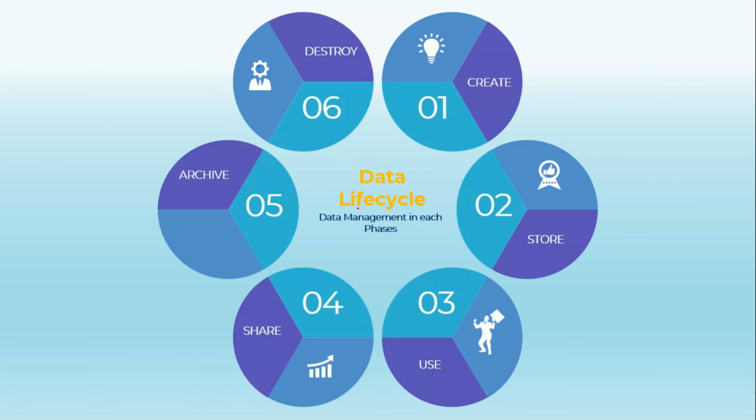So let's see what the data lifecycle is and what the different phases of the data lifecycle are. Typically, as you can see, there are six basic phases or steps of the data lifecycle. To start with, creation of data, and then how you store the data, how you share the data with multiple users, archiving the data, and finally deleting or destroying the data. So let's see the phases one by one in detail.